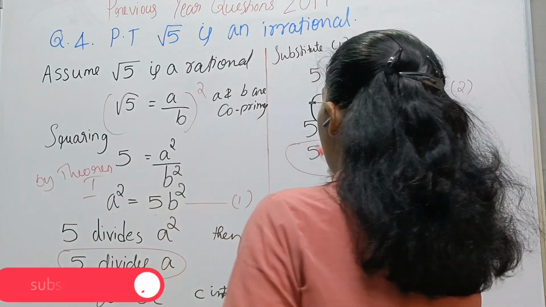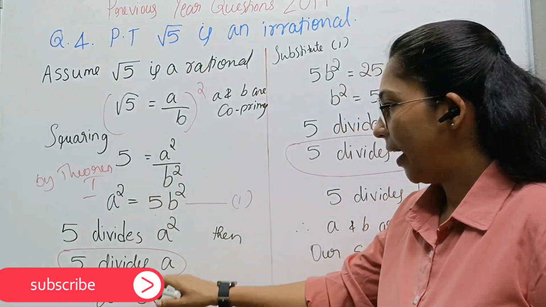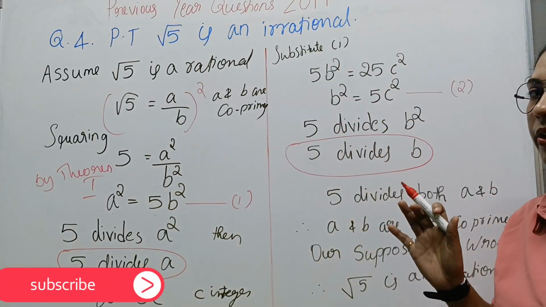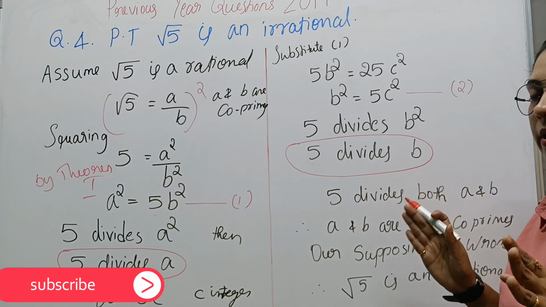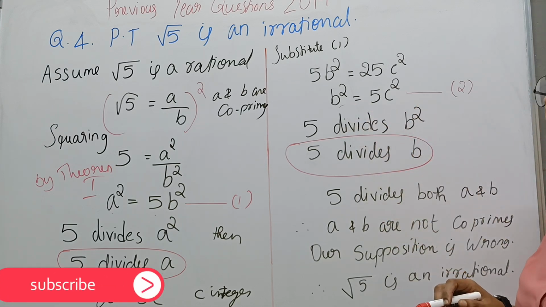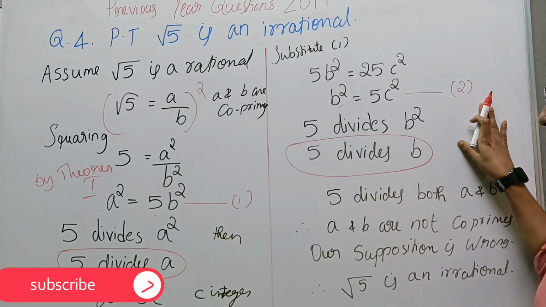So now substitute the value of a in equation 1. What happened? We get 5b square is equal to 25c square. Then b square is equal to 5c square. And this is equation number 2.